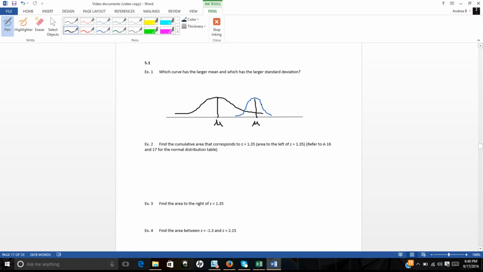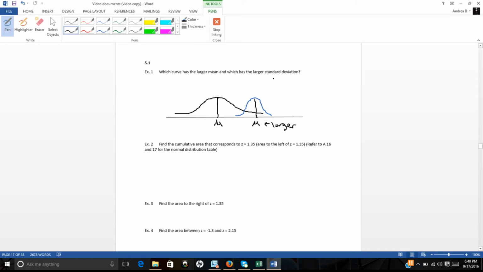So here in this case, the one on the right here has a larger mean because it's further to the right on the number line. So this one here has the larger mean. So once again, if you're on a number line here, both along the same scale, this one would be larger on the right because it's further to the right on the number line.